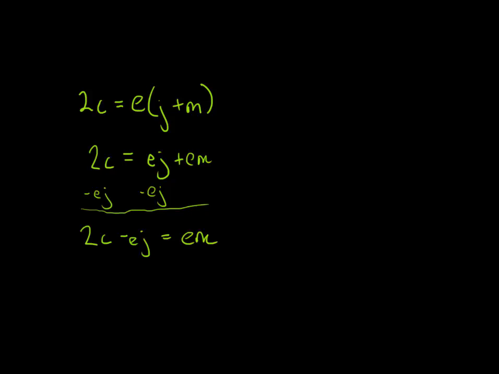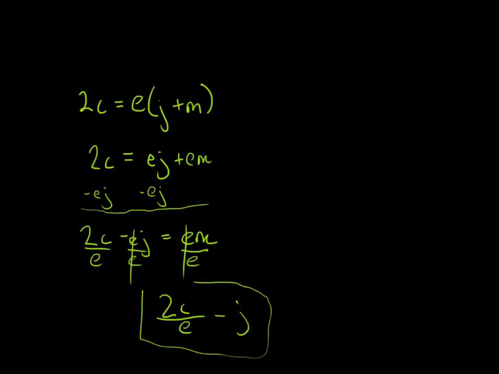We want the m all by itself. This is e times m, so undo multiplication with division. This right here is, in my opinion, the most correct answer. However, that's not one of our answer choices. Answer choice A is equivalent. So when you come in to do your retake, be prepared to explain to me why.